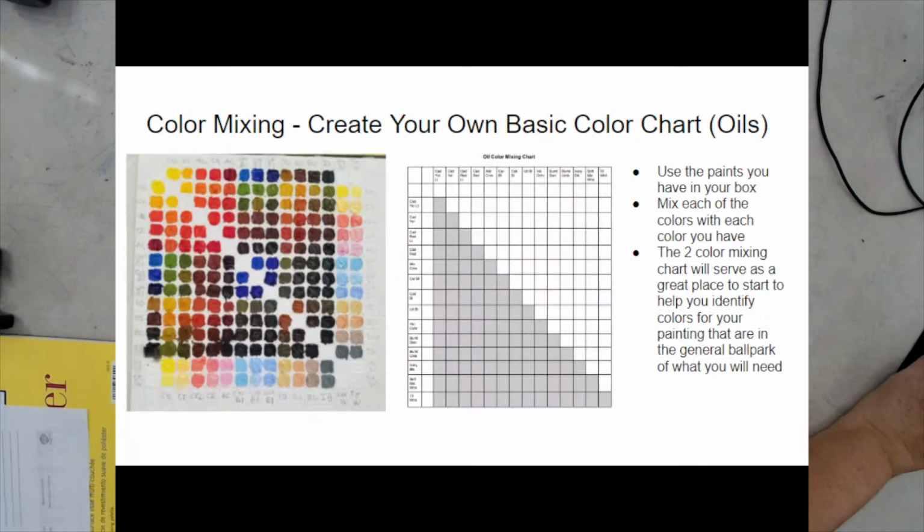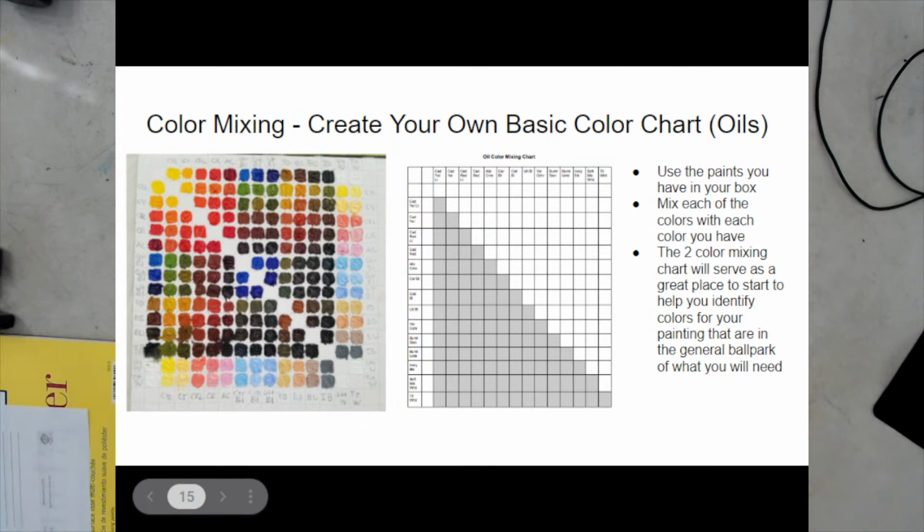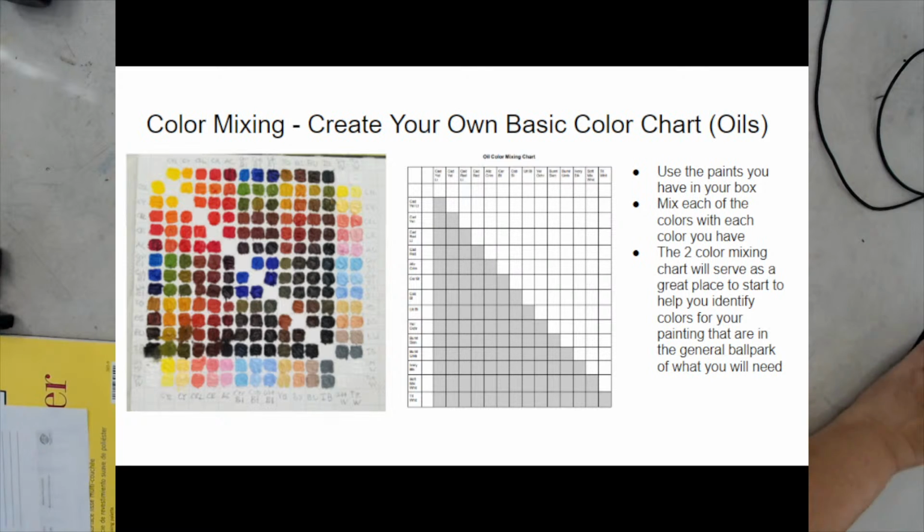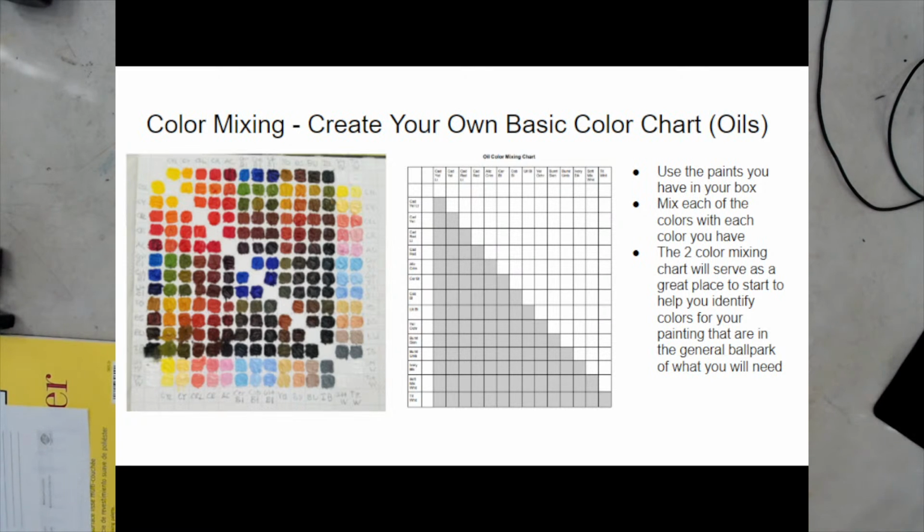All right, let's move on to this. Here's a couple examples. I gave you an example of a color chart that I used, and this one happens to be oils. It doesn't matter what medium you're using. It's still the same process. You use the paints that you have in your box. This is a basic two-color color chart. Use the paints you have in your box and mix each of the colors with each other.